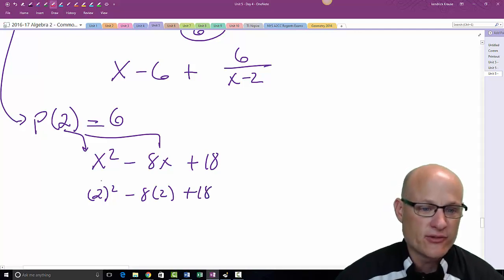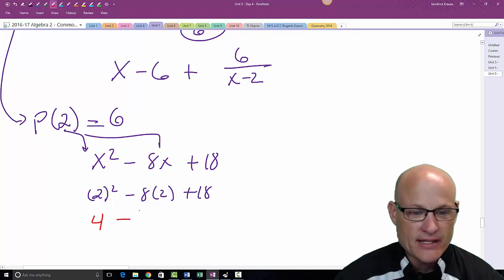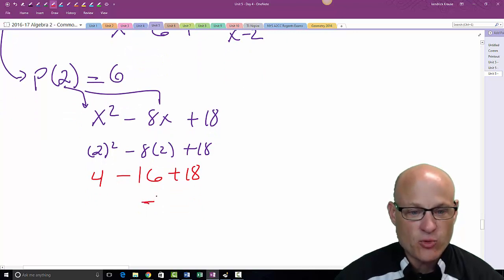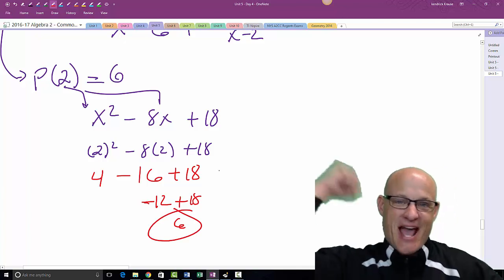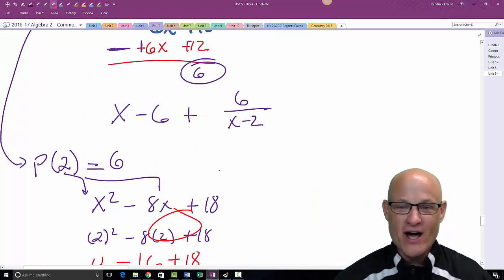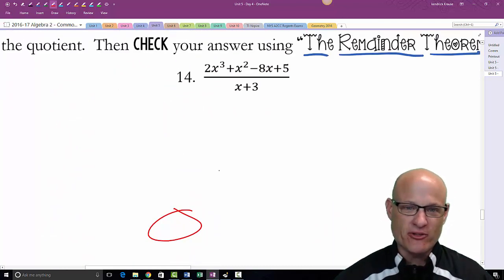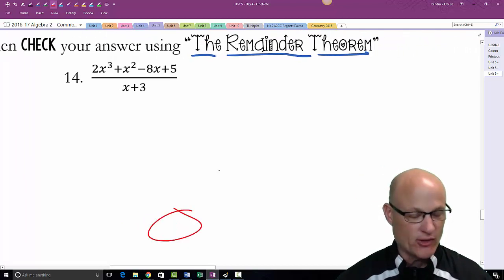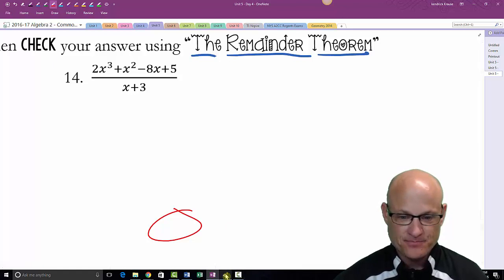Math's not too difficult here, kids. This is 4 minus 16 plus 18. Let's see. 4 minus 16 is negative 12. Negative 12 plus 18 is, in fact, 6. Yes! Nailed it. One last problem. By the way, don't watch me do this last problem. Try it on your own. See what you can do, and then you do the Remainder Theorem on your own. All right?